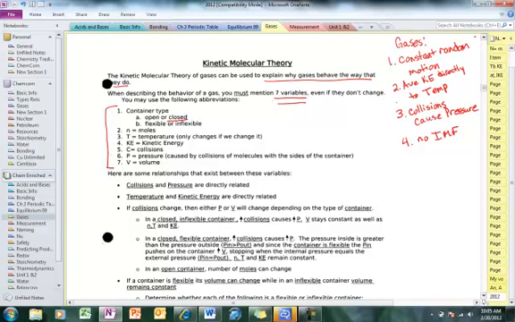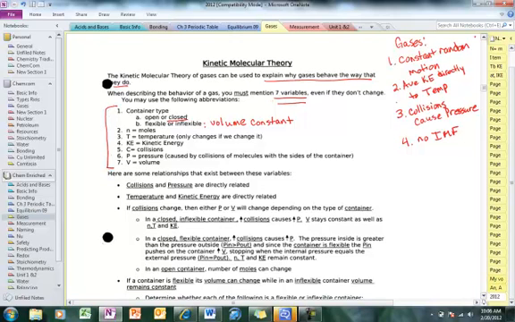The other thing we need to be concerned about is whether the container is flexible, meaning the volume can change, or inflexible, meaning the volume is constant. So when we're talking about the flexibility of the container, we're looking at the volume. If the volume is constant, meaning it does not change, then we've got an inflexible container, like an aerosol can. The volume doesn't change on that. Whereas a balloon is a flexible container. A balloon can increase or decrease in size.